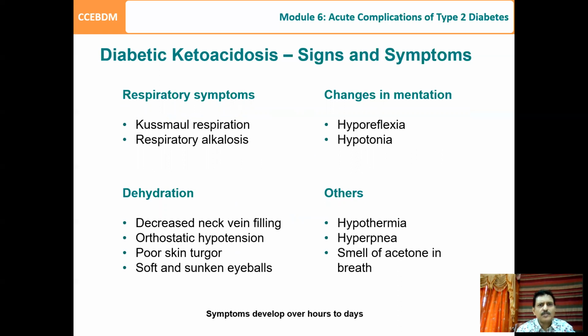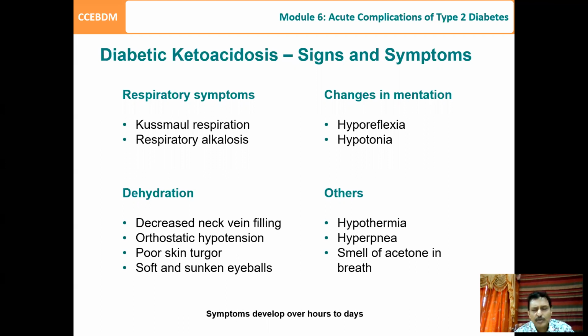There will be symptoms in the respiratory system too, Kussmaul respiration. Then there will be hyporeflexia, hypotonia, and the dehydration has its own signs and symptoms like orthostatic hypotension, poor skin turgor, and soft and sunken eyeballs. And there may be hypothermia, and a smell of acetone in the breath. So many symptoms will develop over a period of time.